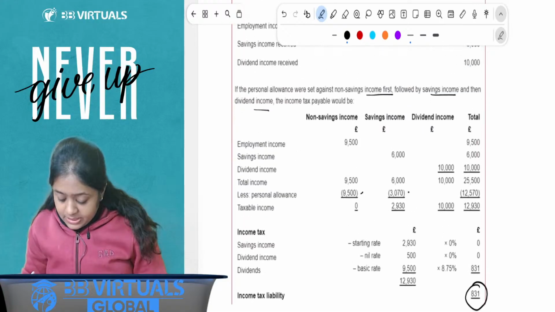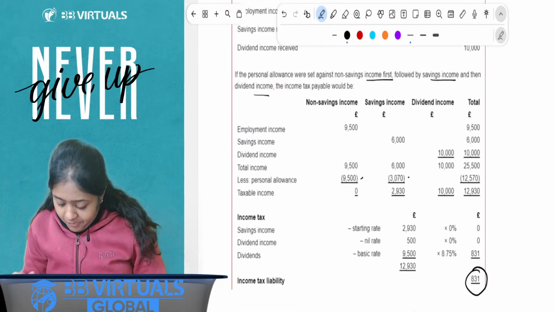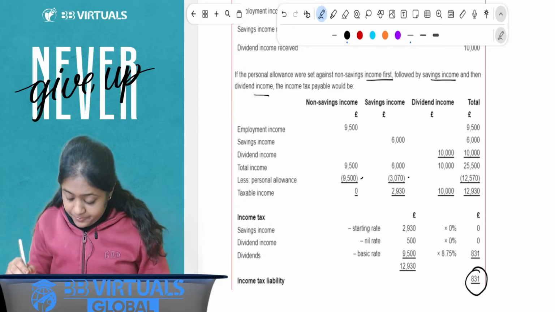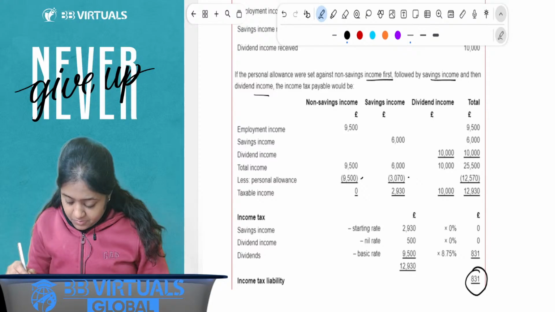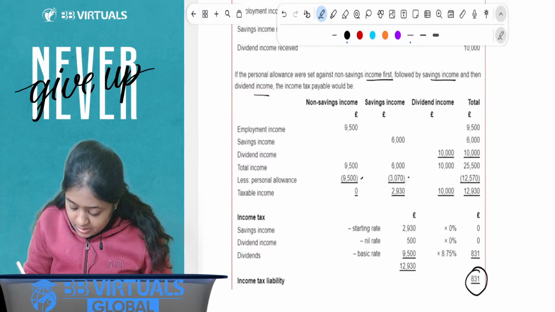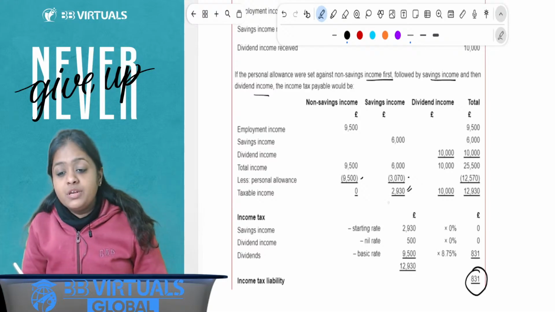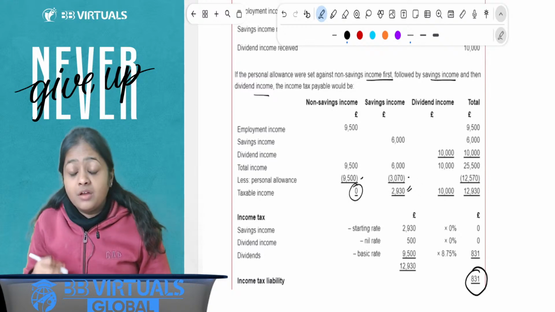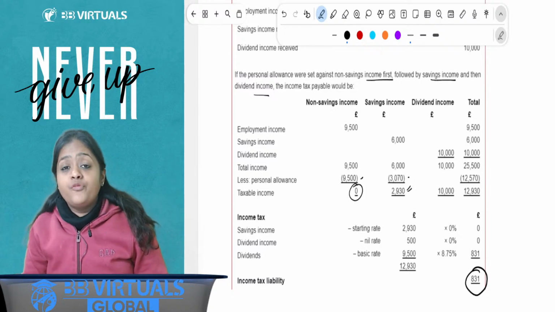Why? Because in this question, after we adjust the PA here, the savings income was 2930. That was fully covered in the starting nil rate band, right? Because PA was 0. The taxable income of NSI was 0.